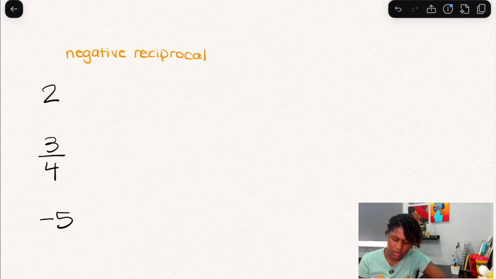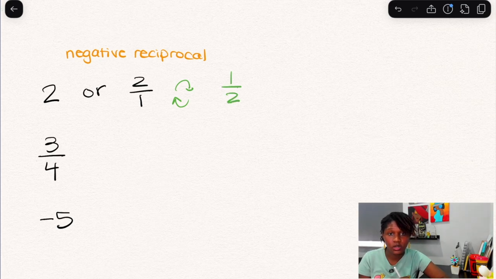Let's try with this first number. We have 2, but we know that 2 could also be written as 2 over 1. So now it looks more like a fraction. We're going to flip it. So instead of 2 over 1, we'll have 1 over 2. And it started off positive, so our negative reciprocal is going to be negative. So the negative reciprocal of 2 is -1/2.